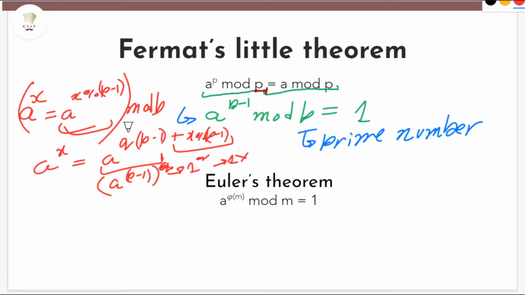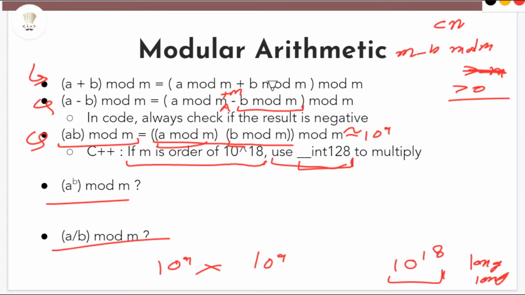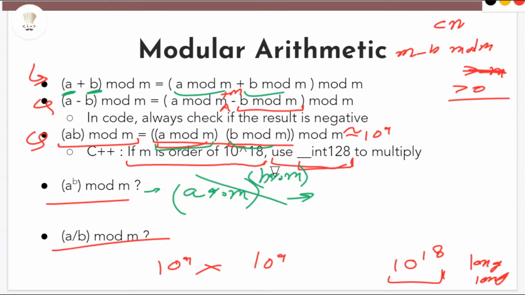So this is why Fermat's little theorem is important. In every step of addition, subtraction and multiplication, we are allowed to modularize A and B as well. We can modularize A as A mod M and B as B mod M, and multiply them together to get the answer mod M. But we cannot do A mod M to the power B mod M here, right? This is actually wrong. We have to do A mod M to the power B modulo M minus 1 if M is prime, right? All mod M.